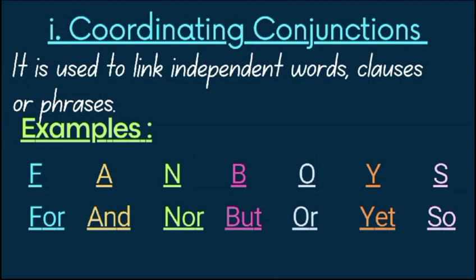Examples: there are 7 coordinating conjunctions that can be memorized as FANBOYS. Here F stands for for, A stands for and, N stands for nor, B stands for but, O stands for or, Y stands for yet, and S stands for so.